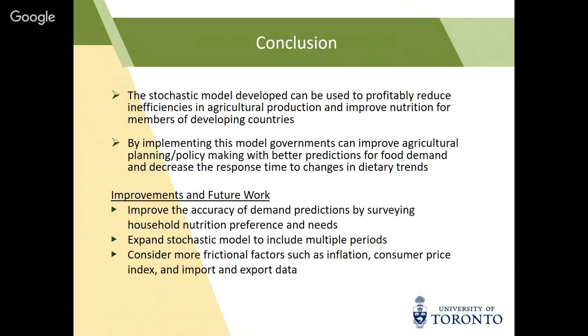So in conclusion, the proposed stochastic model generates an implementation-ready solution. We have shown that decreasing inefficiencies in supply and demand is profitable and can reduce food loss and have positive nutritional outcomes. By using this model, the government will have more predictive capacity to make timely policy decisions.